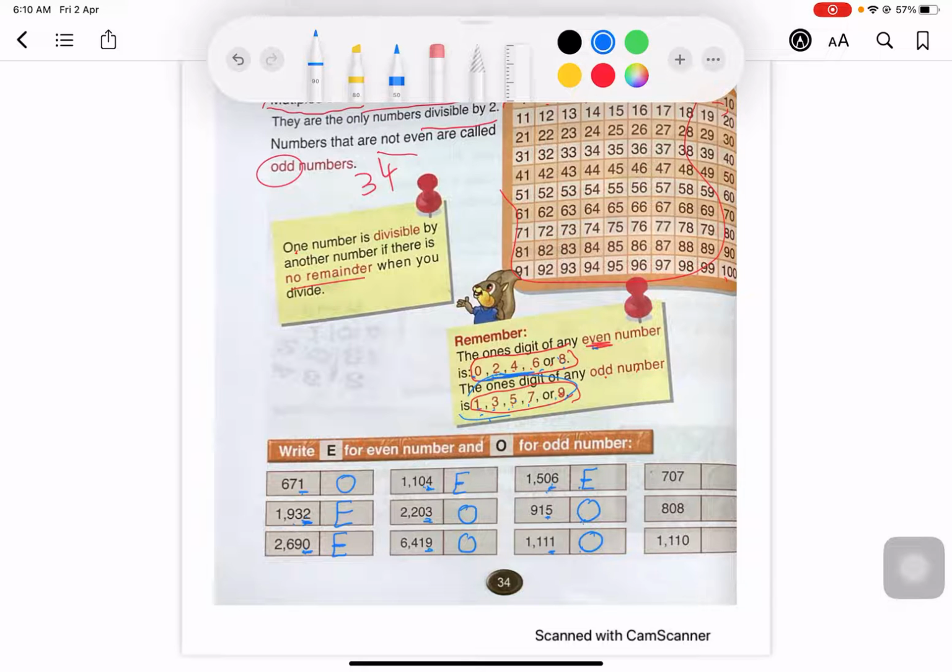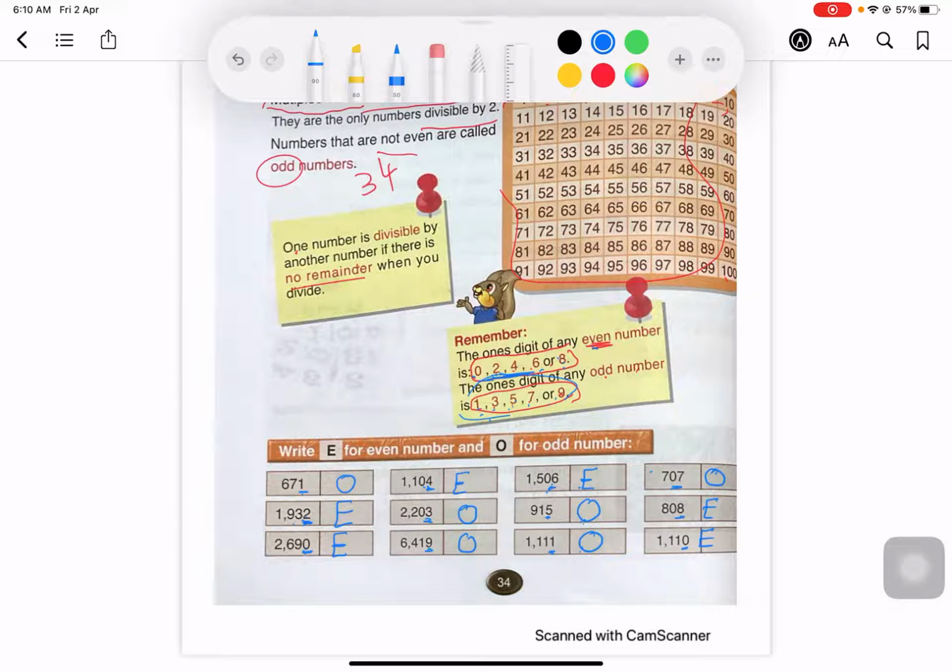Now look at these numbers. Here 7, here 8, here 0. What about the 7? 7 is in which group? Yes, you are correct. It's in the odd group, O. And what about 8 and 0? They are in which group? Yes, they are in the even group. So you are going to write E.